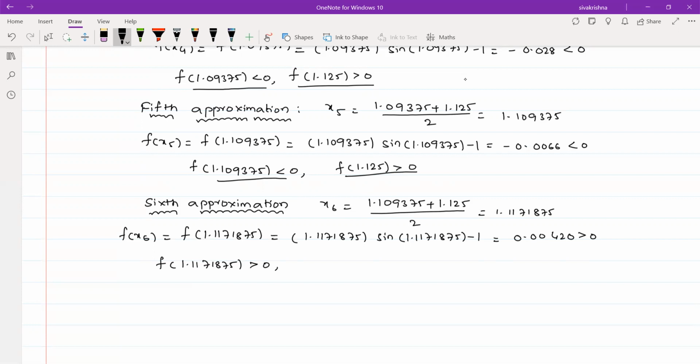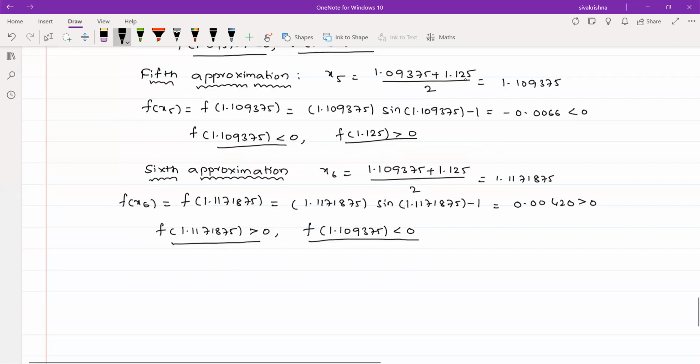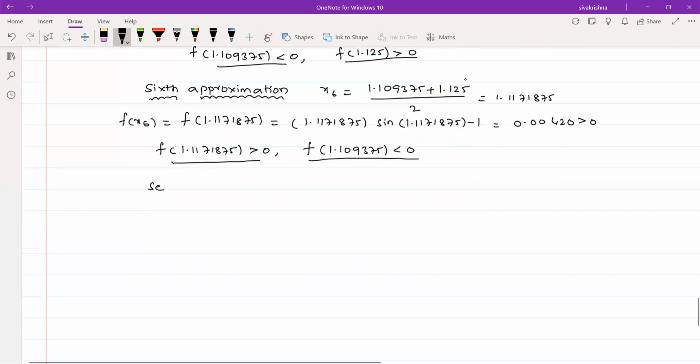To find the next approximation, we have to carry a number with a negative sign from the above step, since we now have a positive sign. From the above step, we have f of 1.109375 with a negative sign, so I am carrying that number. With the help of these two numbers, we can calculate the next approximation, that is the seventh approximation, x7.